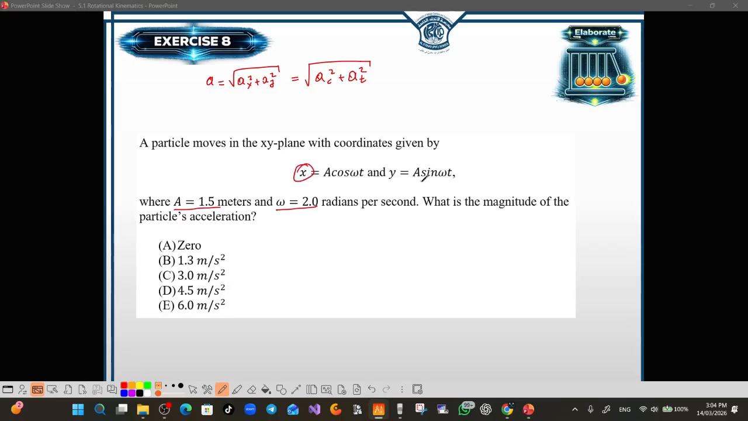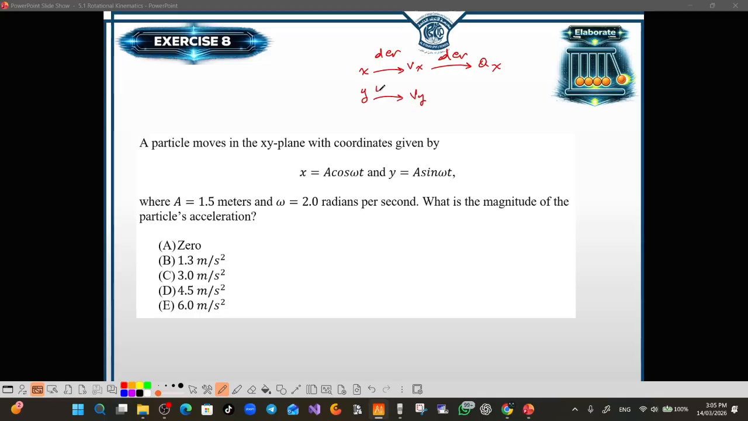Now, since we have information about the linear position in the Cartesian coordinate system, one can say that we can use the x to find the vx, and we can use the vx to find the ax, which can be done by applying the derivative. Same thing for y. The derivative of y is vy, and the derivative of vy is ay. Then finally, we apply the Pythagorean sum to get the magnitude, since we are interested in magnitude.